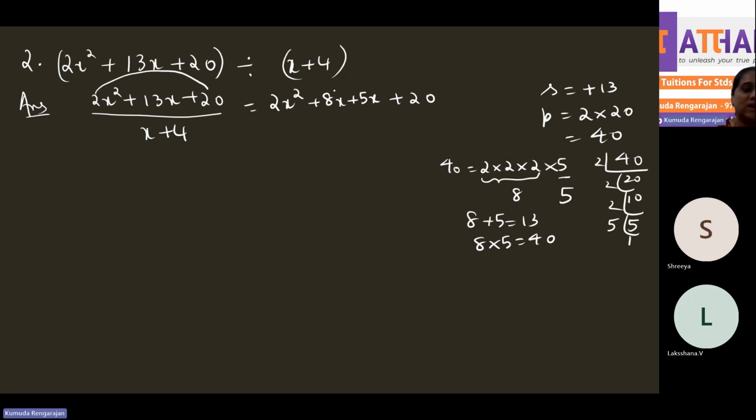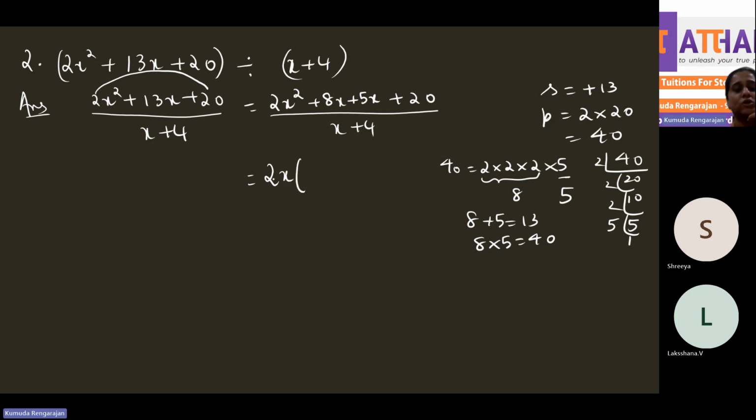Write the first term as it is, write the last term as it is. Split the middle term. Don't write plus 13x. Instead, write plus 8x plus 5x, divided by x plus 4. Now, group the first two terms, 2x squared plus 8x. So what's the HCF of 2x squared and 8x? What's the HCF of 2 and 8? 2, ma'am. 2. What's the HCF of x squared and x? The least power. X.